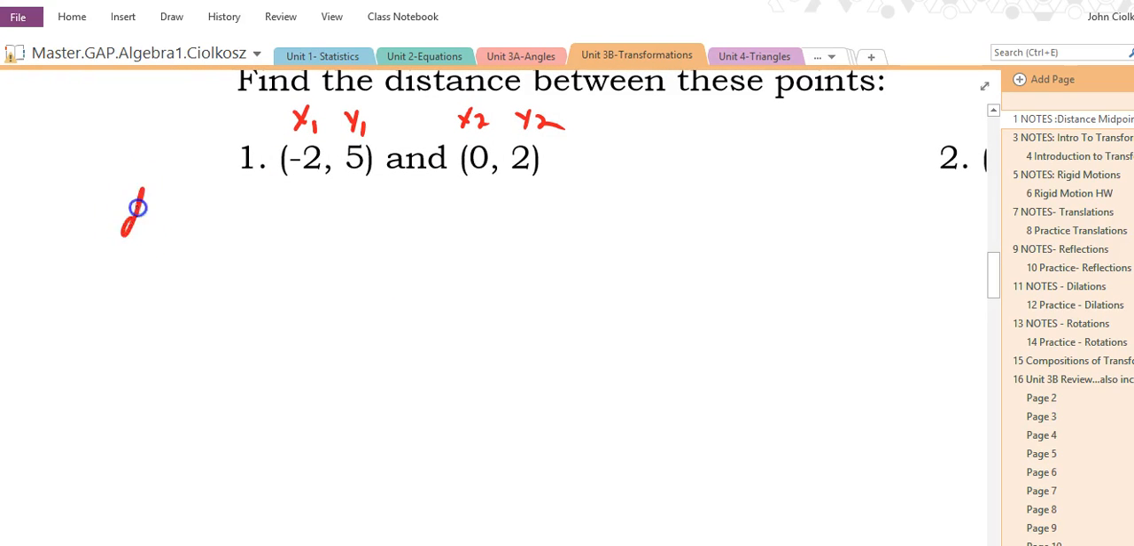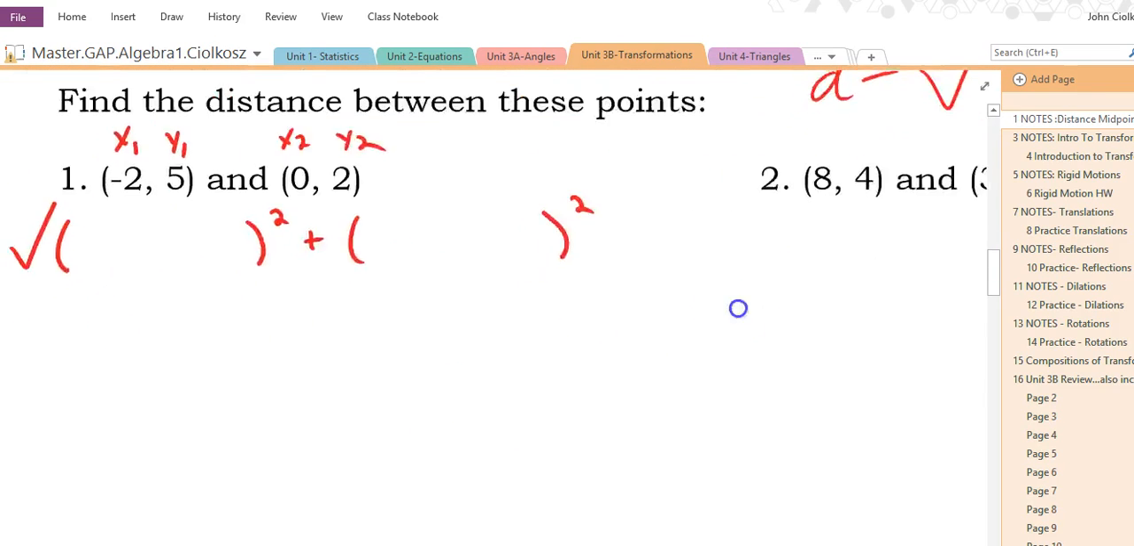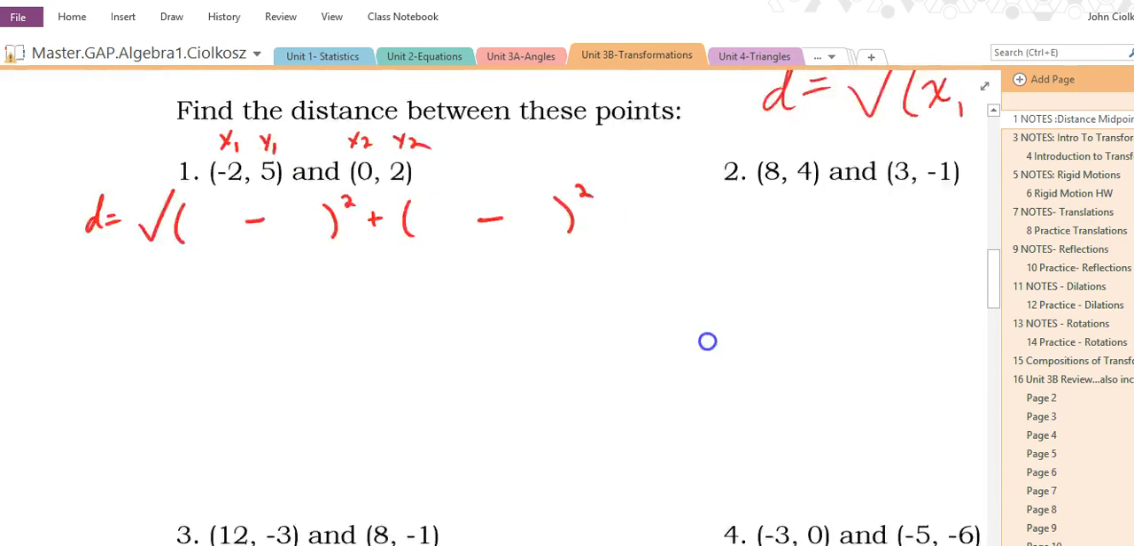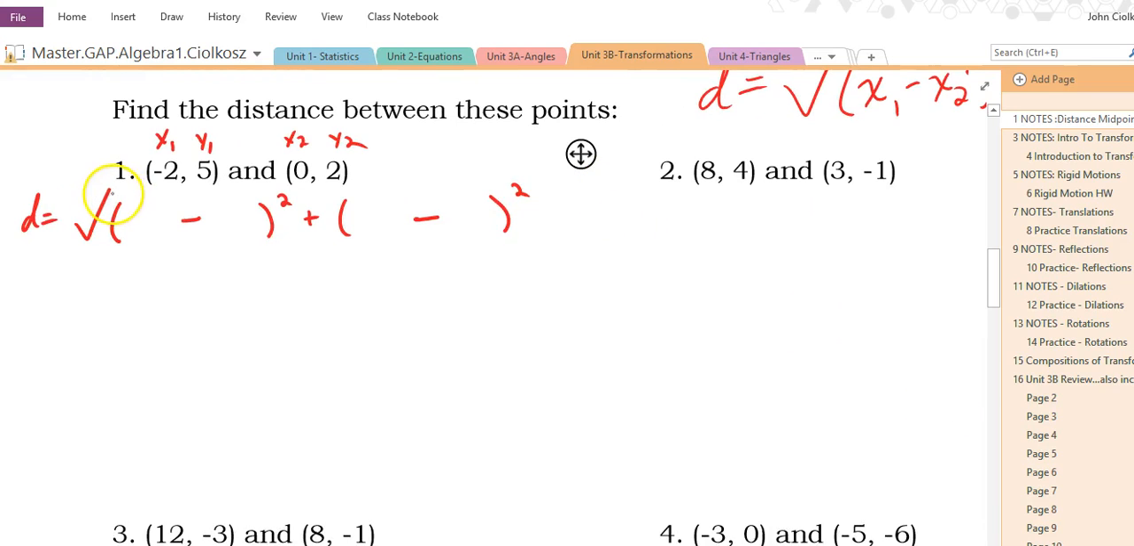So, here, my distance, d, square root, parentheses, x1. Whenever you have a negative, you have to put it in its own parentheses. So, in general, here's our skeleton we're going to fill in. So let's go ahead and adjust this a bit here. That's the skeleton I'm going to use for both these problems. I suggest you do this same thing.